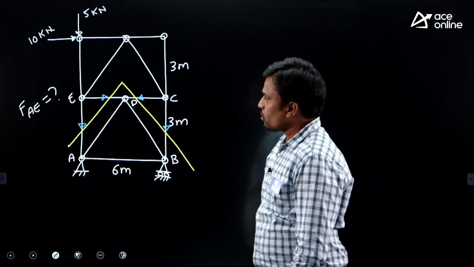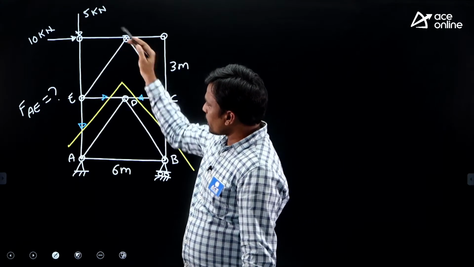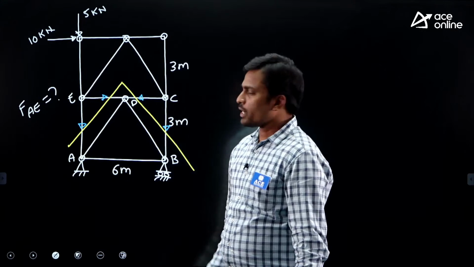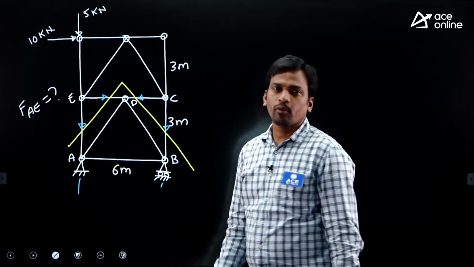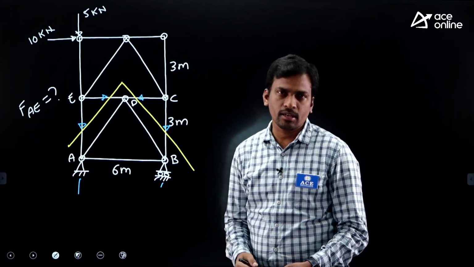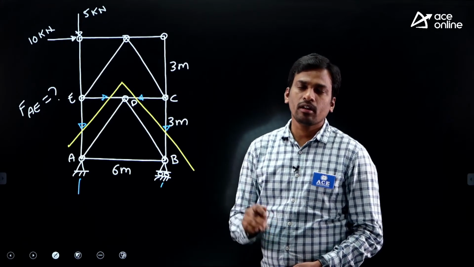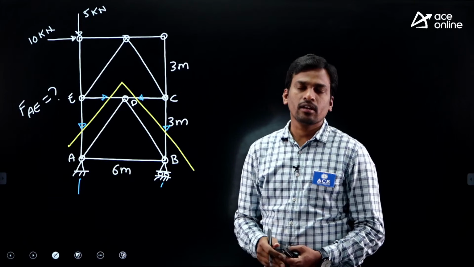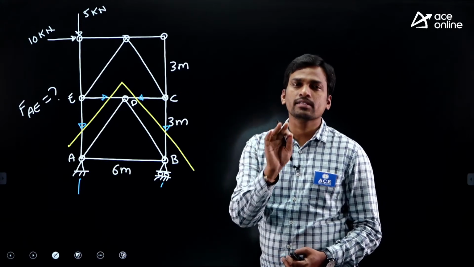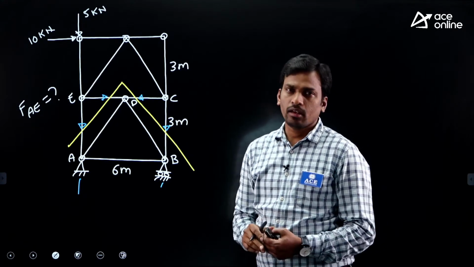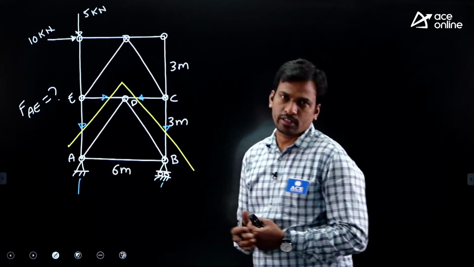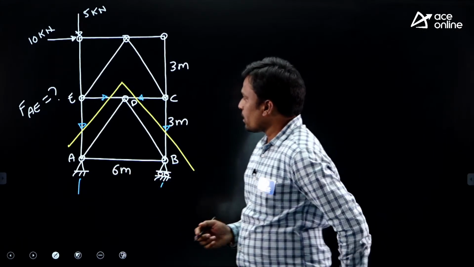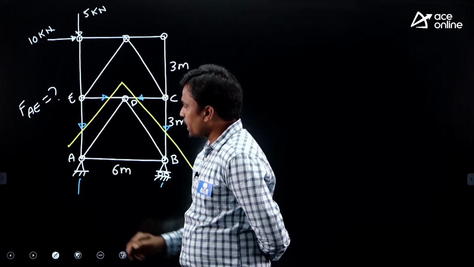Okay, so I want to do analysis for the upper part of the structure, because if I do analysis for the lower part, then you have to find the support reactions. It is a waste of time in examination. If possible, using method of section, try to avoid finding support reactions. If it is not possible, then we have to find the support reactions first. Okay, right. Now we have to find the force in member AE.